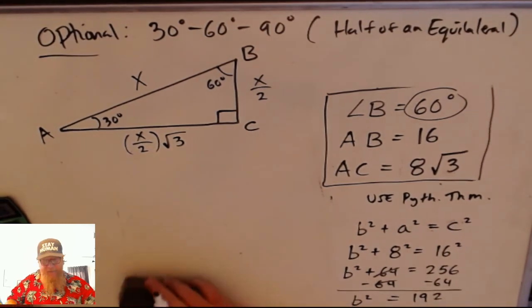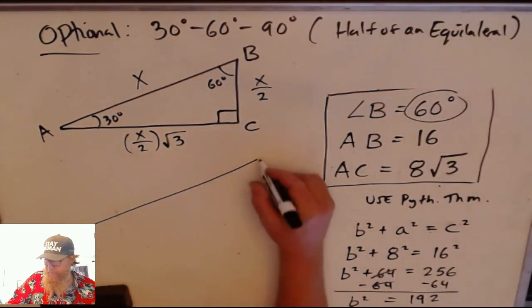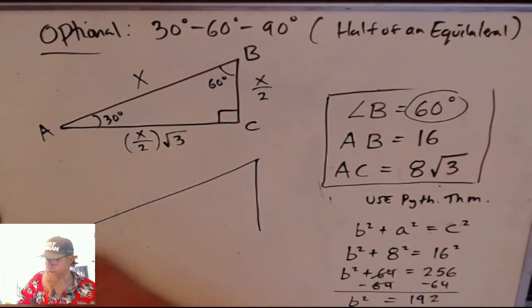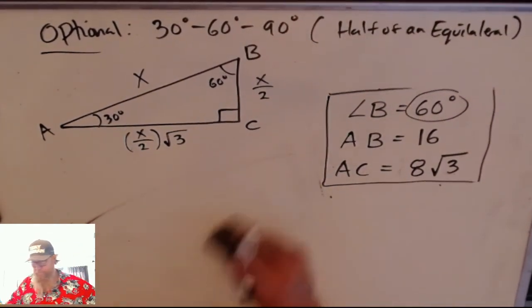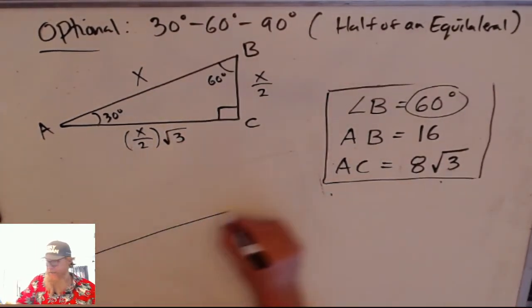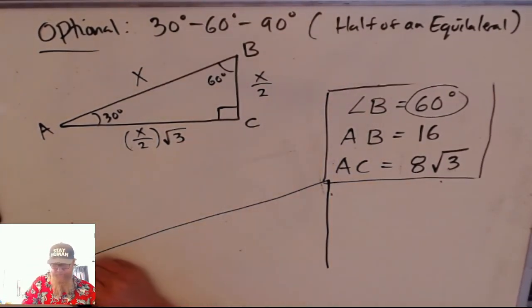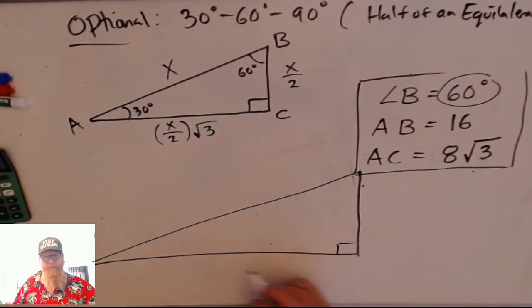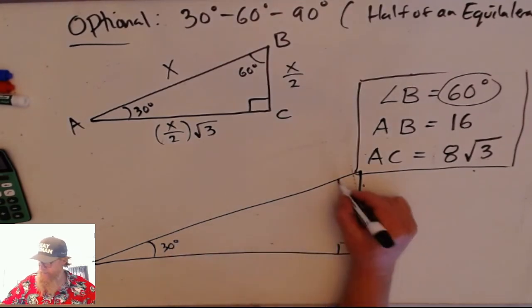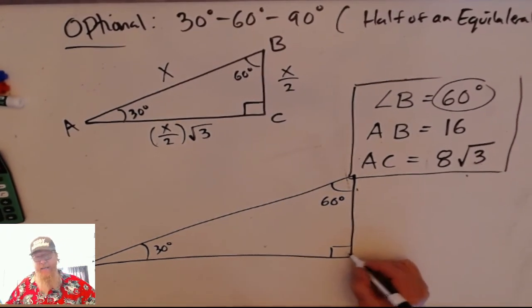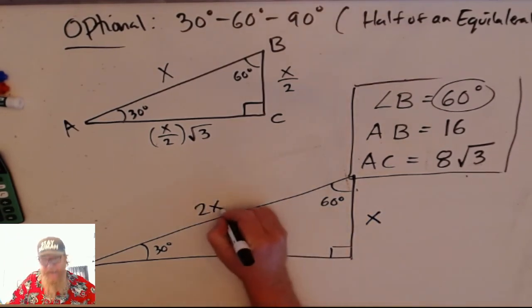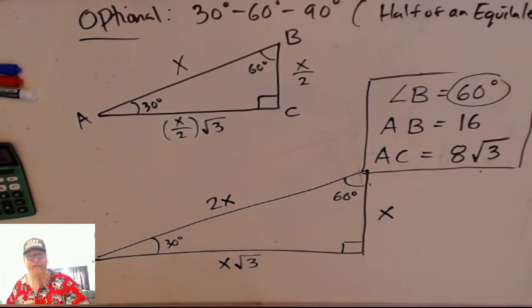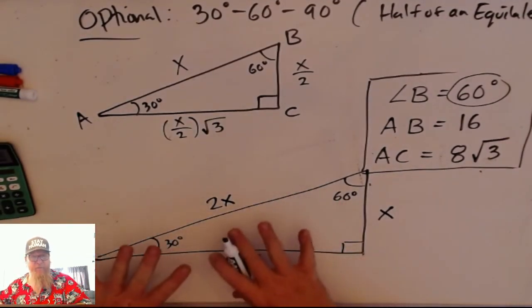Okay. There's actually an easier version that I also teach. If you multiply everybody by 2, you get a much larger triangle. Then this is 30. This is still 60. This is still 90. Then this is x. This is 2x. And this is x times the square root of 3. And again, this is not required. This is optional if you like patterns.